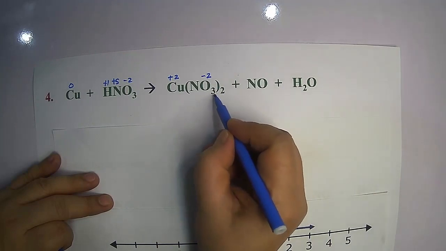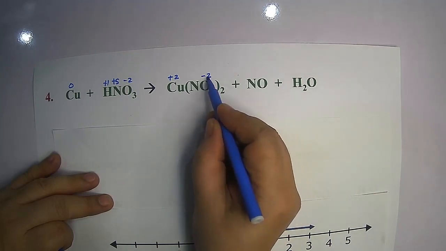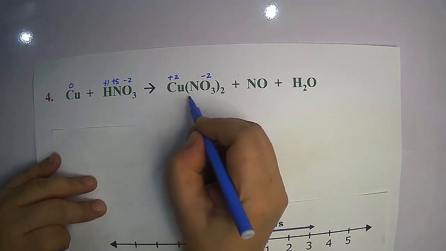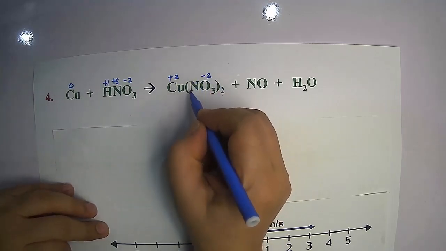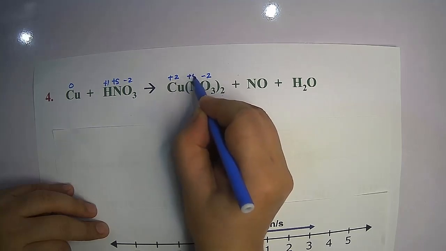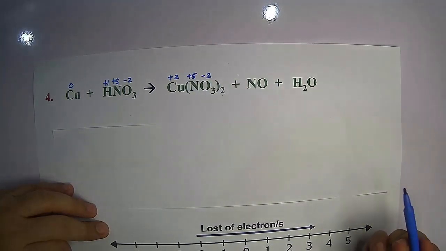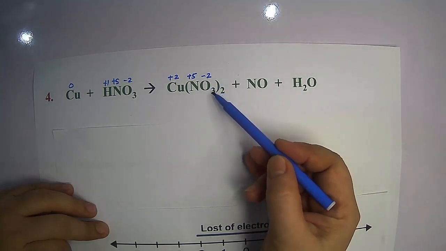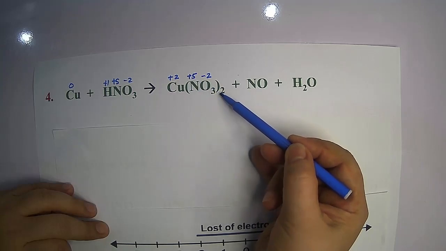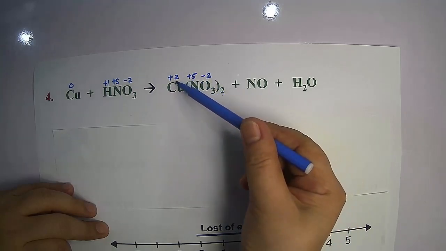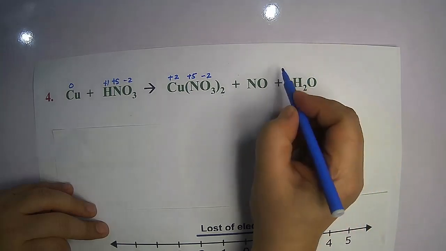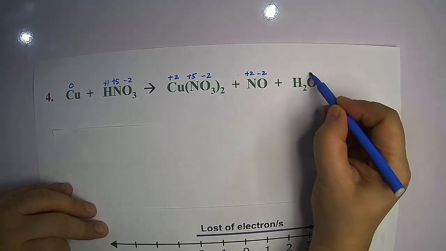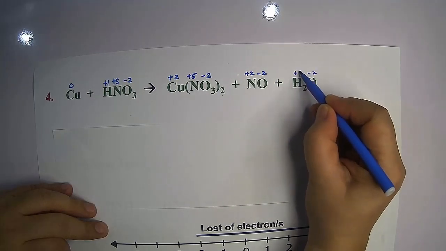Oxygen is always -2. So we solve that. You have 3 times 2, 6 times -2, you have -12. -12 plus 2, you have -10. You divide that by 2, that is -5. So that must be +5 to make the total equal to 0. So we have -2 times 6, -12 plus 10, -2 plus 2, 0. Okay, next we have -2 plus 2. We have here -2 plus 1.